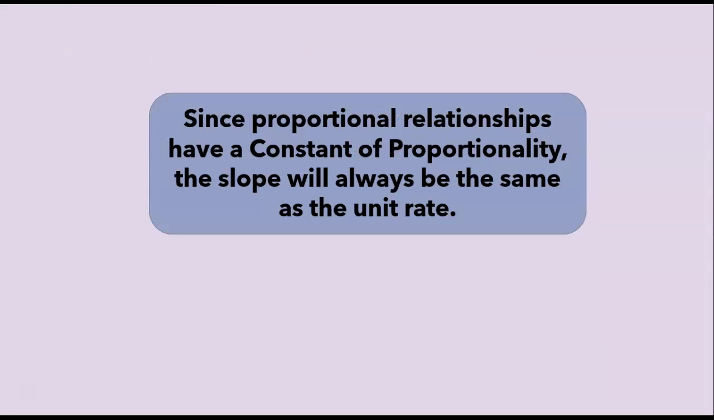So since a proportional relationship has a constant of proportionality, slope will always be the same as the unit rate. It'll always be the same as the unit rate.